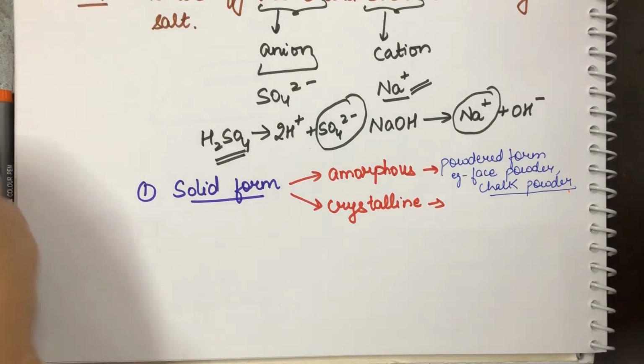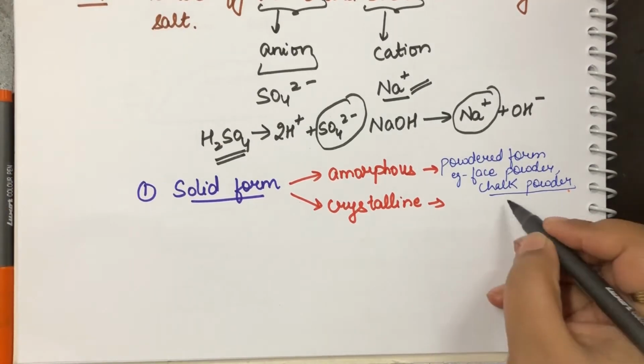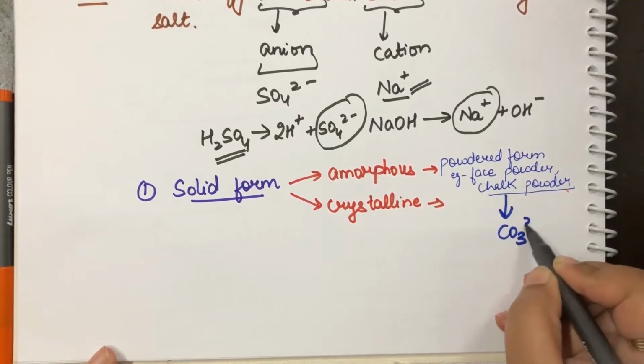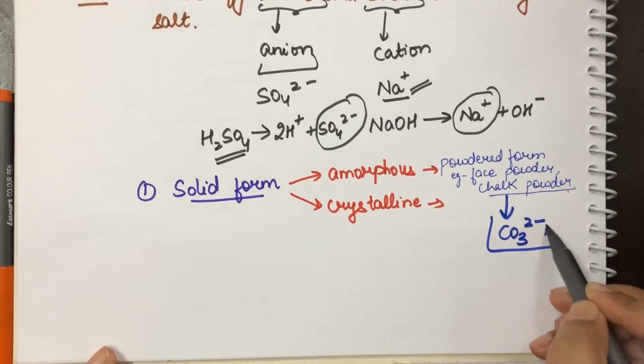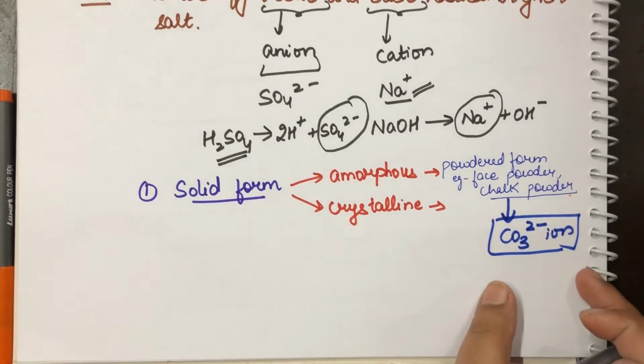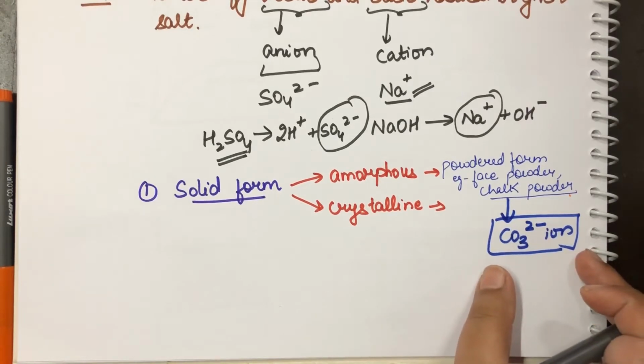And if that is the case, you can have one surety that your salt might be having carbonate ion in it. So you can proceed with this idea in your mind that your carbonate might be present, and you can have a confirmatory test for carbonate from here.